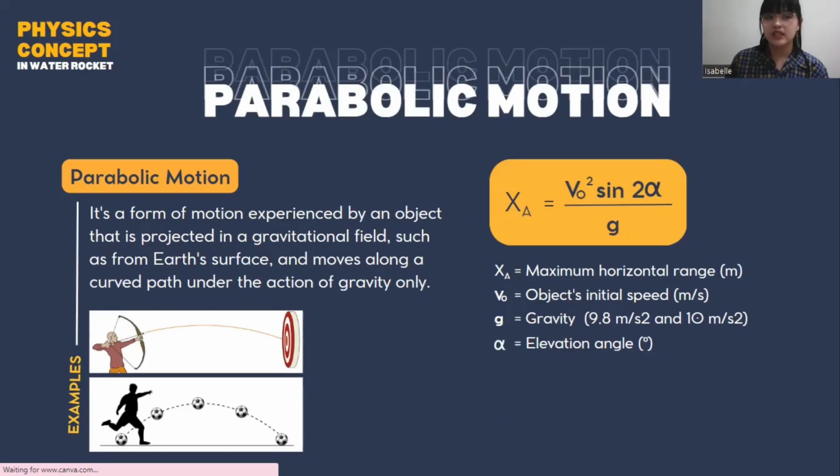The third physics concept in the water rocket is parabolic motion. Parabolic motion is a form of motion experienced by an object that is projected in a gravitational field, such as from Earth's surface, and moves along a curved path under the action of gravity only. The formula for parabolic motion is: maximum horizontal range equals the object's initial speed squared times sin 2 times the elevation angle alpha, divided by gravity.